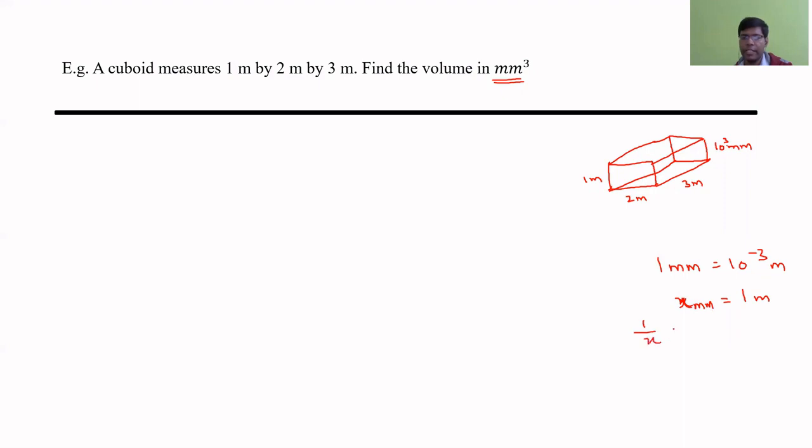So 1 by x is equal to 10 power minus 3 by 1. So this will give us x is equal to 10 power 3. That basically means 1 meter is equal to 10 power 3 millimeter. Similarly, here we will have 3 meters is equal to 3 multiplied with 10 power 3 millimeter. And here 2 meters is equal to 2 multiplied with 10 power 3 millimeter.